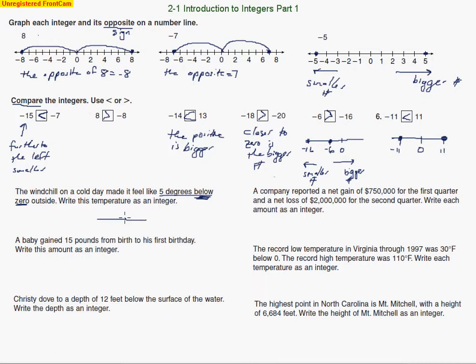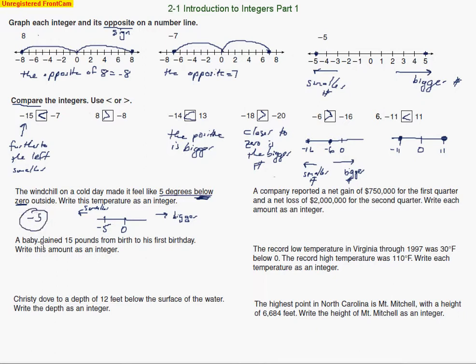Here's 0. If I'm below 0, which way do you think I'm going? Do I go towards the bigger numbers, or to the right, or do I go towards the smaller numbers, or to the left? Well, negative 5, since it's below, that means we'd be to the left. That's smaller than 0. So negative 5 would be my answer.